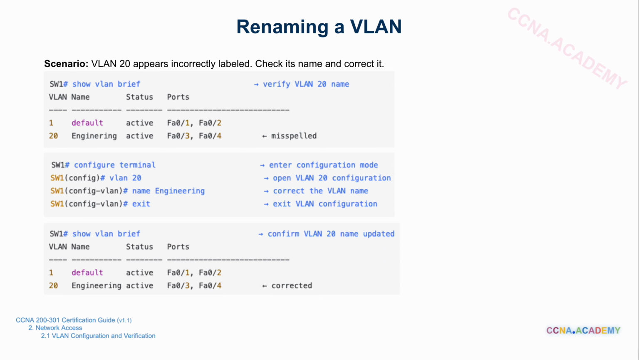Finally, we display the VLAN table again to confirm the change. The output shows VLAN 20 with the corrected name, verifying that the update was applied successfully.